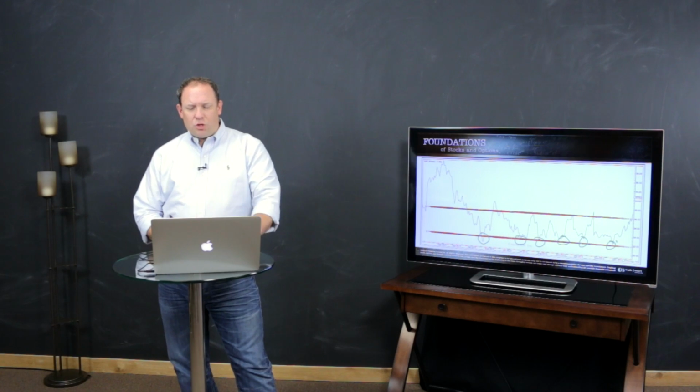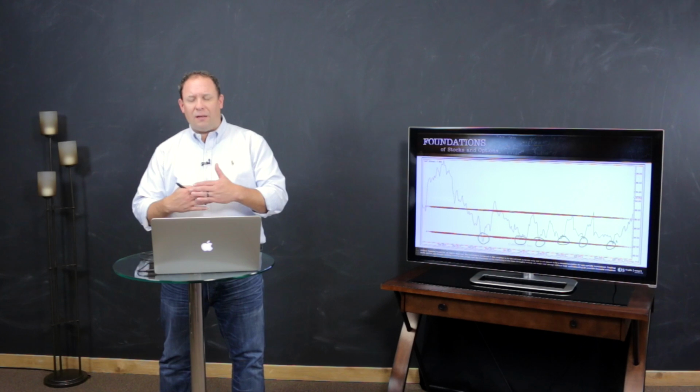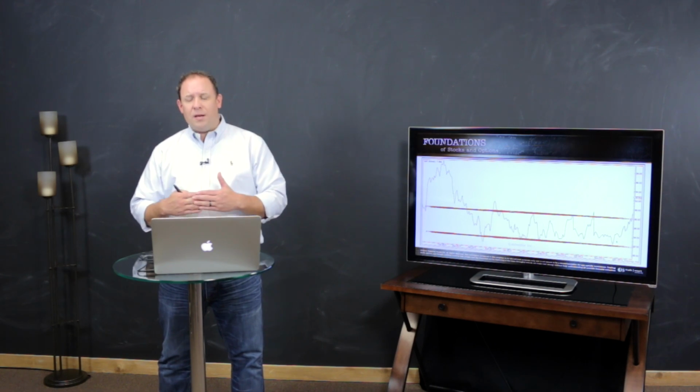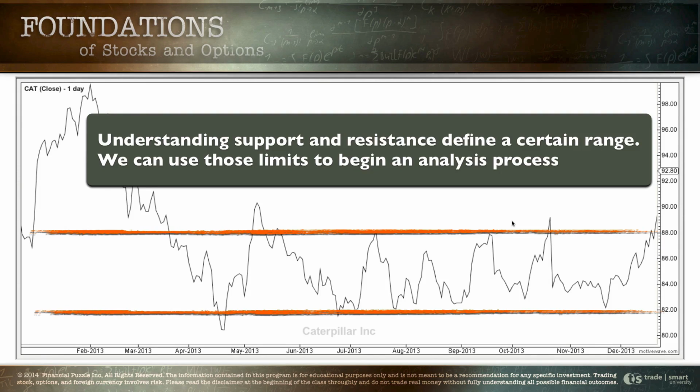And so you can see we can draw a line across this chart, and around $88 a share, you see the selling pressure starts to build, and around $82 a share, you start to see the buying pressure start to build. Now, understanding support and resistance is going to be very, very important to understanding how we trade technically, because support and resistance help us define trading ranges. And then we can use those limits to begin our entire analysis process.